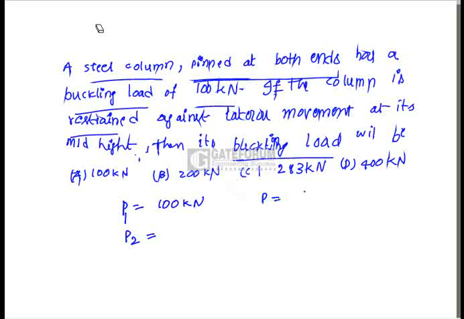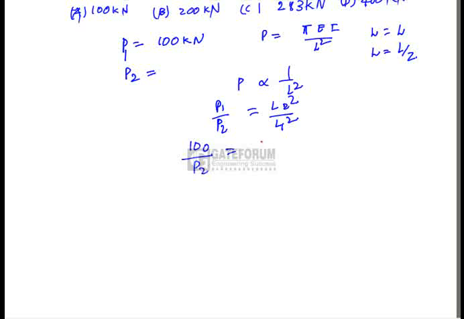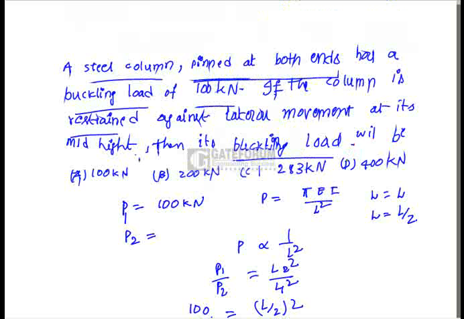For buckling load, the formula is pi squared EI by L square. Pinned at both the ends, L is equal to L. Pinned at mid height, L is equal to L by 2. So, the direct relationship between P and L is P1 by P2 is equal to L2 square by L1 square. P1 is 100 kilonewtons, P2 we have to find out, and L2 is L by 2 whole square by L square. So, P2 is equal to 400 kilonewtons. Therefore, option D is correct.